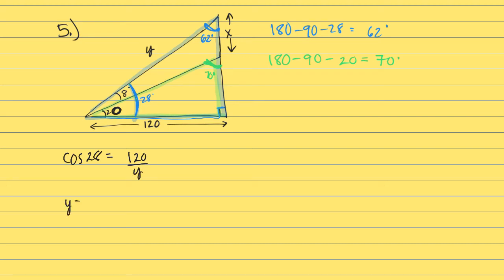Okay, and then I can set cross products equal. I would get 120 is equal to cosine of 28 times y, and then divide both sides by cosine of 28. And that gives us that y is approximately 135.9. Okay, 135.9.